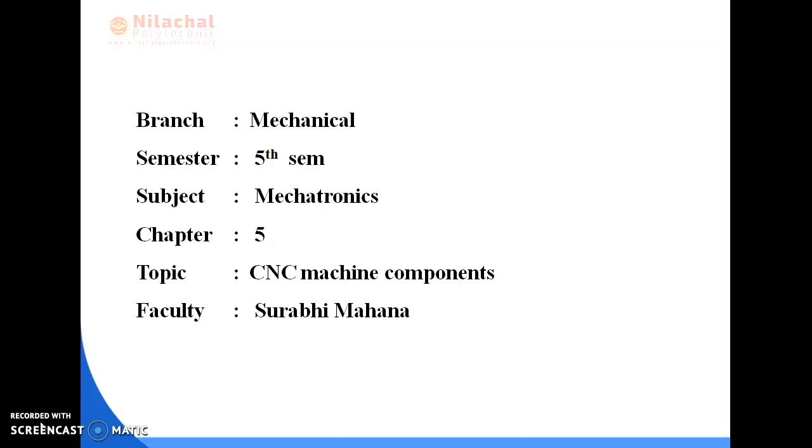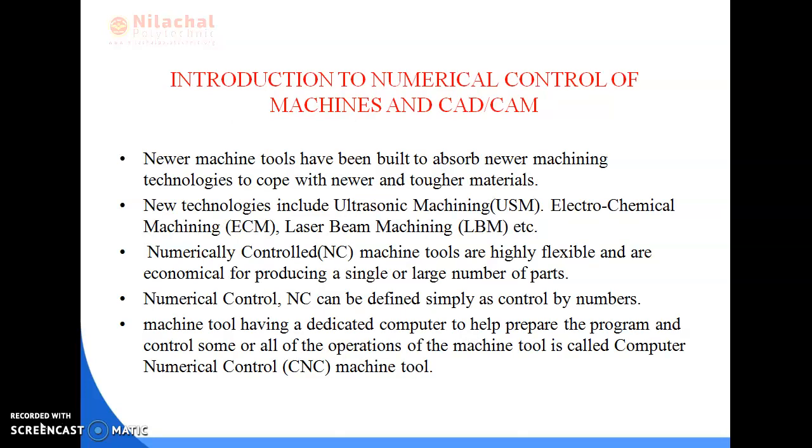Good morning. I, Surabhi Mahana of Mechanical Engineering, am going to introduce you to CNC machine components, which is chapter 5 of Mechatronics. So, introduction to numerical control machines.